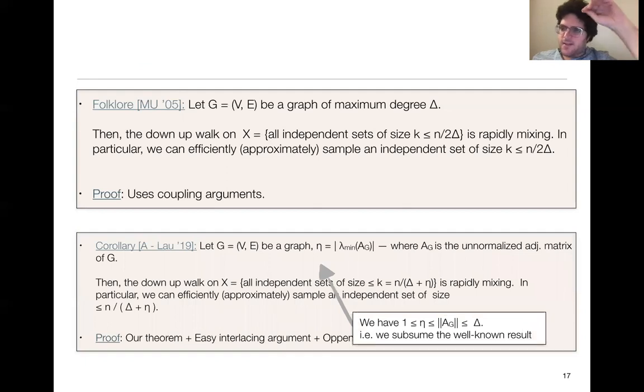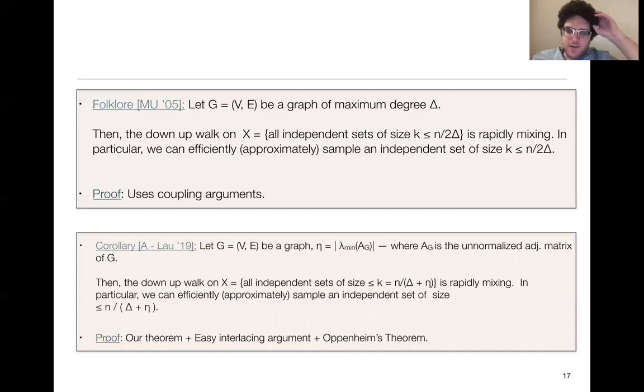And this is known to be between 1 and delta. So it's a refinement of this, in particular when the graph G is far from being bipartite, we get a non-trivial improvement of the folklore result. But what is more interesting is that our result is purely spectral. It uses the theorem I talked about before, and it uses an easy interlacing argument, and it uses Oppenheim's theorem.